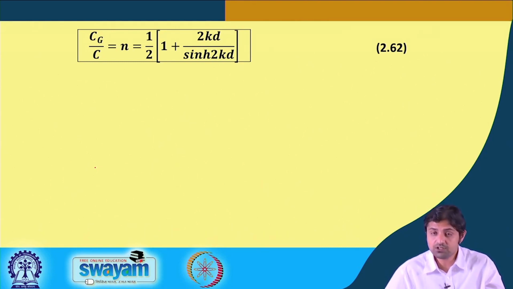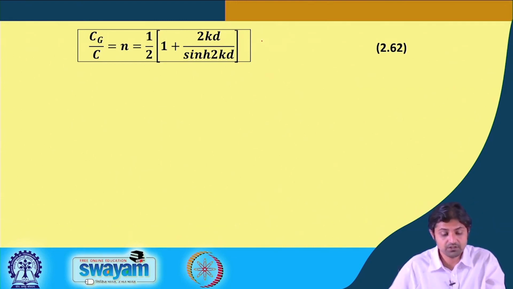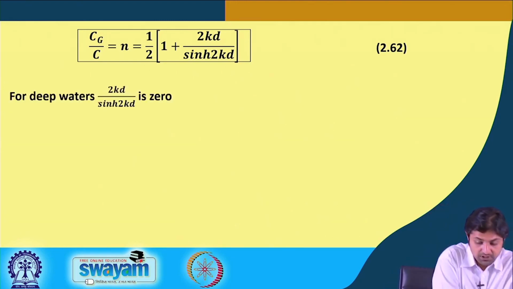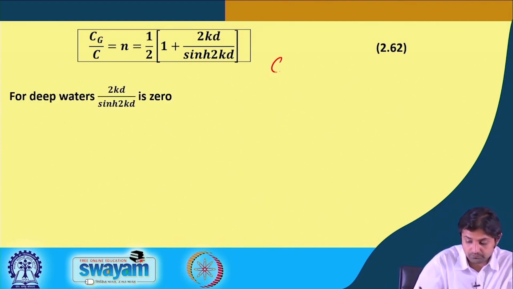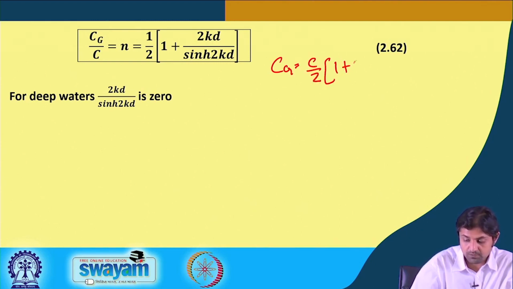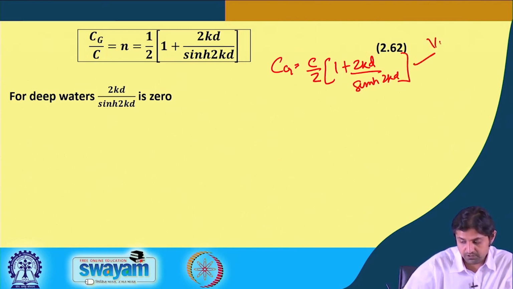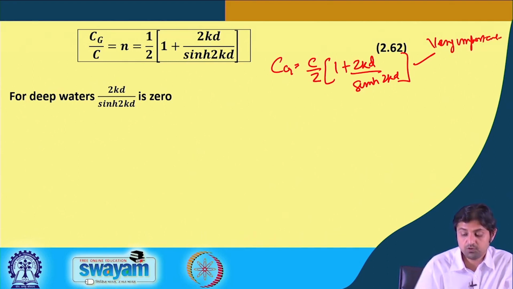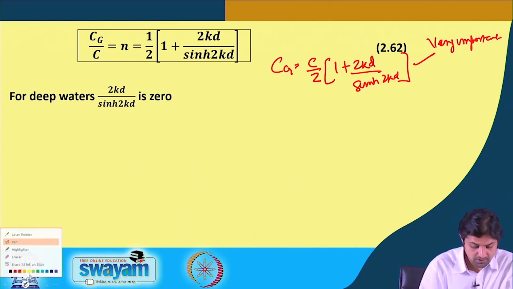So, the derivation you do not have to worry about that much, but this equation is important. Cg can be written as: group velocity will be c by 2 into 1 plus 2kd divided by sinh 2kd. This equation is very important to remember. You must remember this equation.